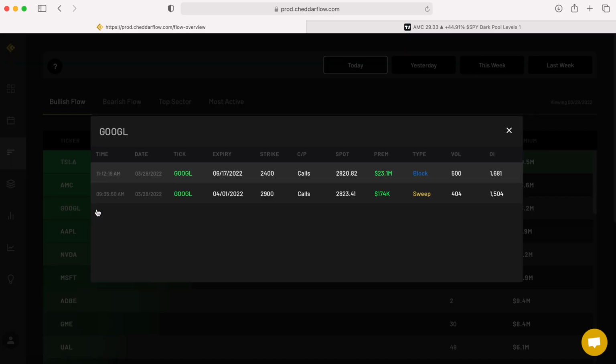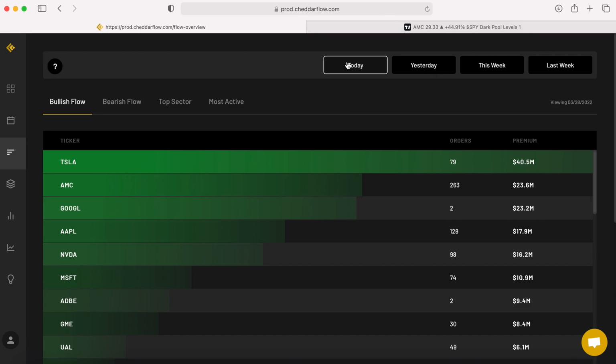Google typically isn't up here, but did have some very large prints on the tape. 23.1 million in premium for that 2400 strike. So pretty big. Could be Nancy Pelosi. She is a big fan of Google and likes to pick in the money contracts with a lot of premium in them. So probably wasn't, but hey, who knows? Could have definitely been. But this one was a pretty large order, so I'm glad that it did show up on here, and I check the chart typically afterwards.